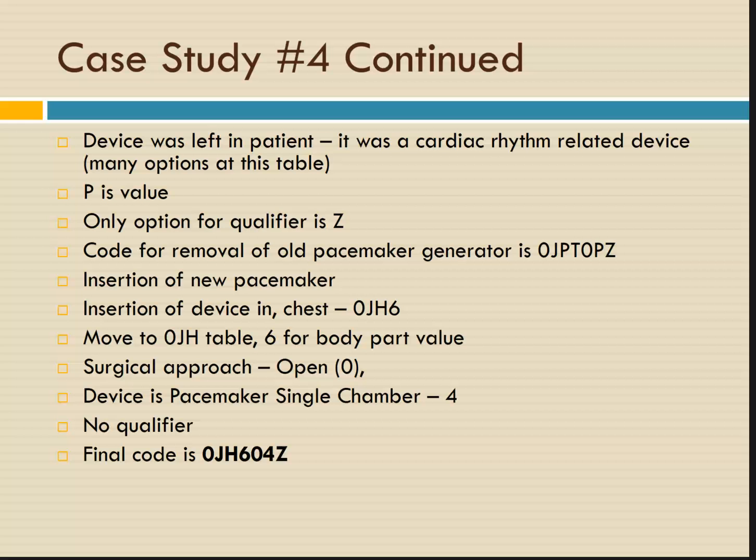Then we have the insertion of a new pacemaker. We're going to index the pathway of insertion of device in chest. 0JH6 is given. We move to the 0JH table. We have our body part value already. Our surgical approach is open because we already had cut into the area. Was a device left in? Yes. It was a pacemaker, single chamber. That's 4 on that particular row. No qualifier. Final code for the new pacemaker is 0JH604Z.